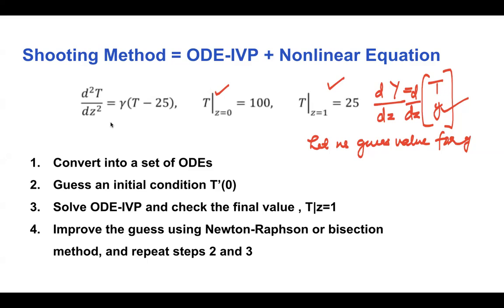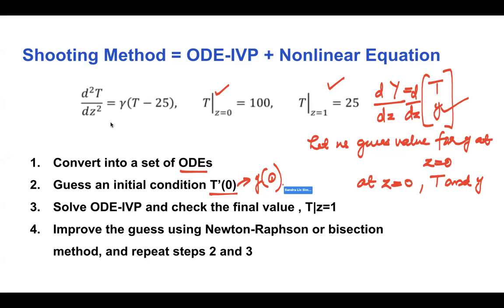Then we'll get the value for y. So we'll guess the value for y at z equal to 0. So at z equal to 0, you will have both t and y, and this whole thing can be solved as an ordinary differential equation IVP problem using your ODE solvers. So this is what I call y at 0.